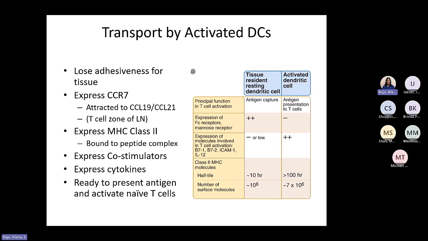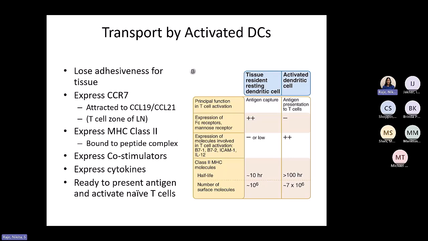In that process of transportation, they are also continuing to evolve. So they'll express class II MHC molecules on them. They'll express co-stimulators and they'll express cytokines. So all three of these molecules are going to be used in terms of presentation of the antigen to the T cells and activation of the T cells.